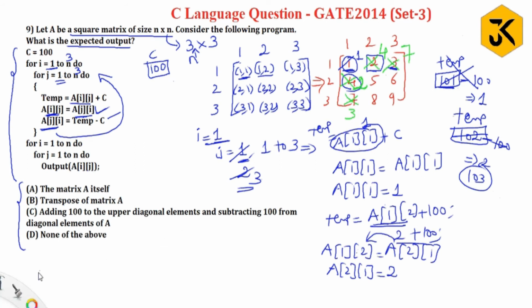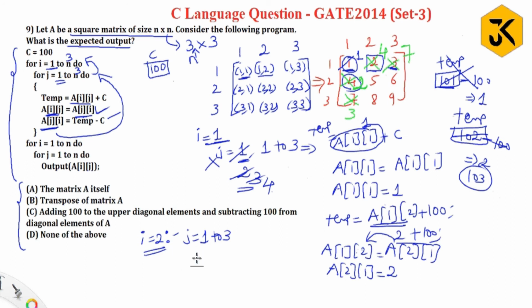Okay, fine. Next, j value will be incremented by 1. That is 4. 4 less than 3, condition fails. When the condition fails, it comes out of this block and the cursor will move to the outer block. Now, i value will be 2. When i value is 2, once again j value will start with 1 2 3. Means it is going to execute.